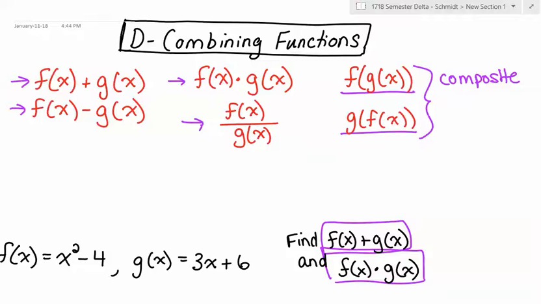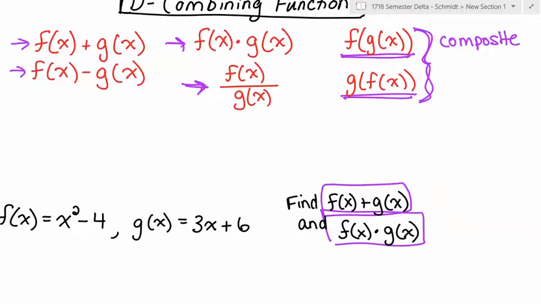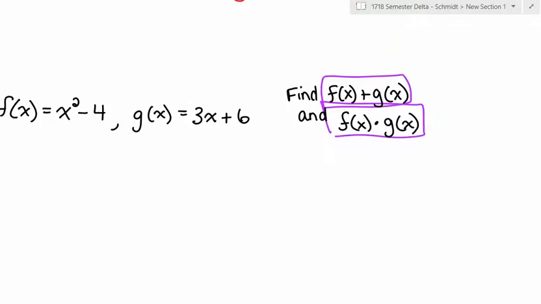Okay, combining functions. So strand D is just about combining two functions. I'm just calling each function f of x and g of x. You can add, subtract them like this column, or you can multiply and divide them like the second column shows you. Or you can do these two things at the end here, which are called composite functions, f of g of x and g of f of x, just different ways to combine functions. Okay, so let's just try some.